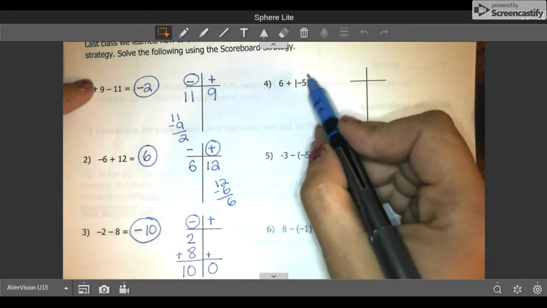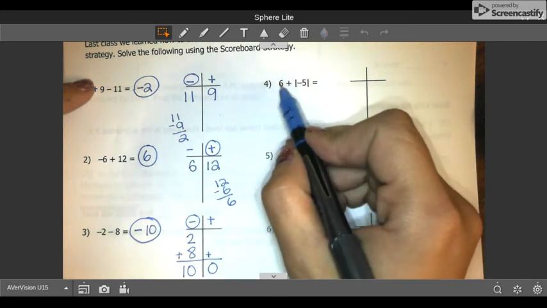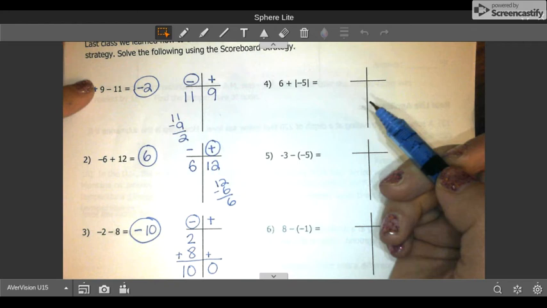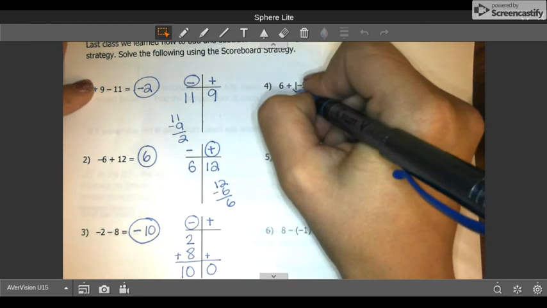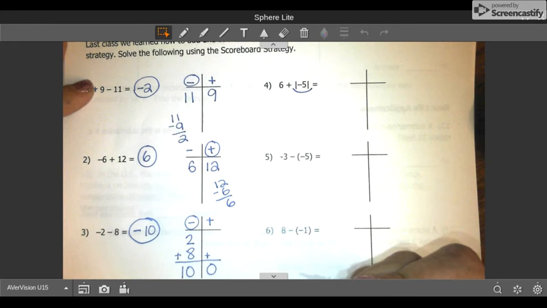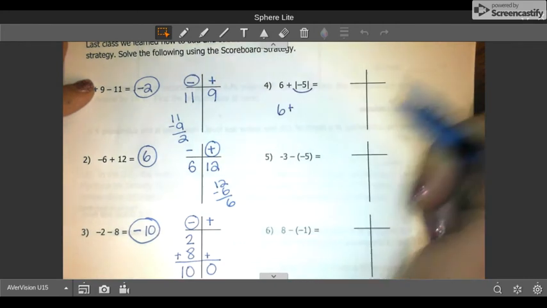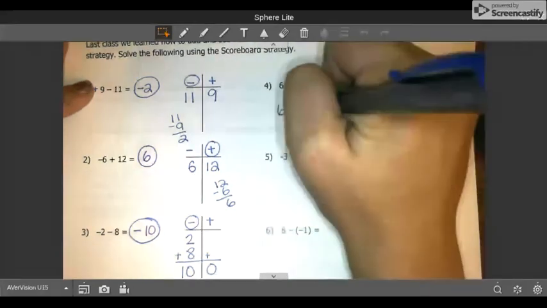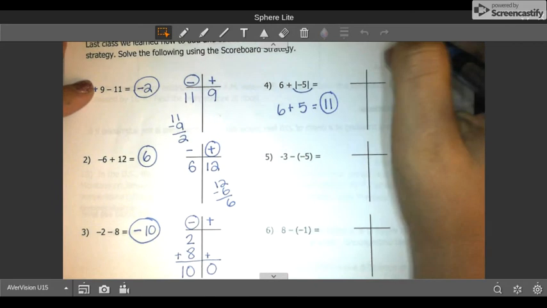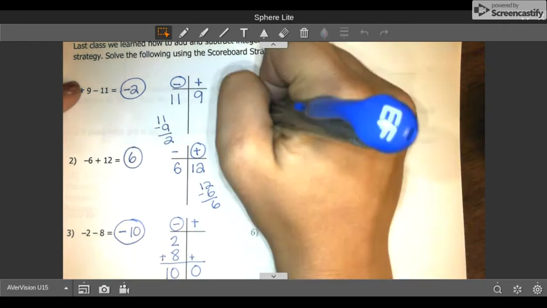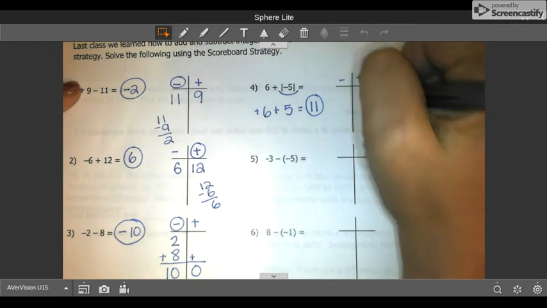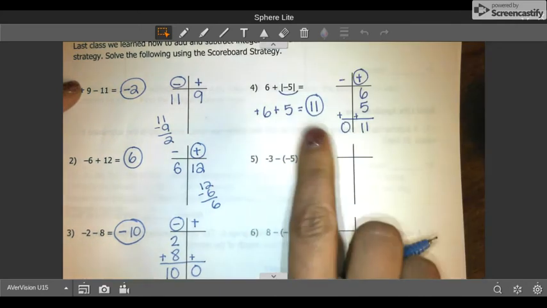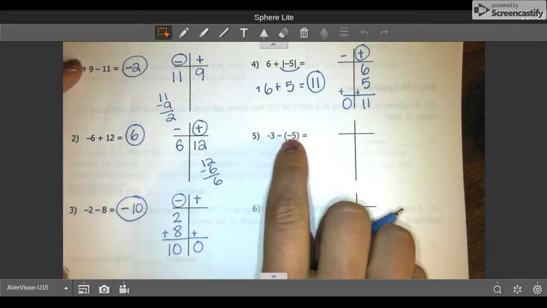If there's an absolute value, you're not going to combine these double signs. You can't break through the absolute value walls in order to combine these two signs. Instead, what you have to do is find what the absolute value is first. 6 plus the absolute value of negative 5 is 5. So this is really 6 plus 5, which we know is 11. If I did a scoreboard, since both of these numbers are positive, I'm adding a 6 and I'm adding a 5, which means positives win by 11.